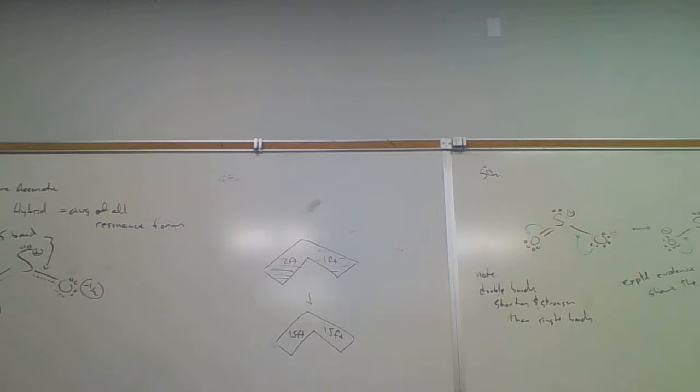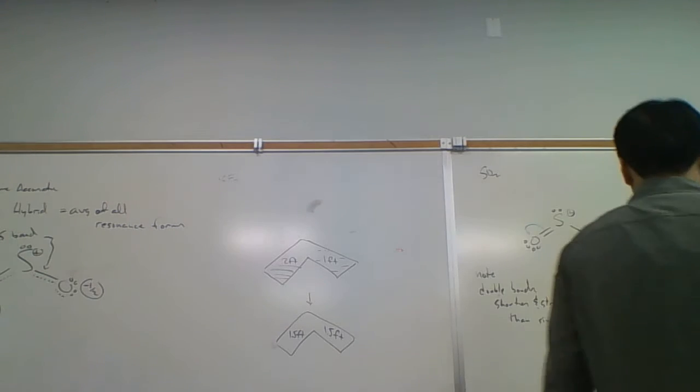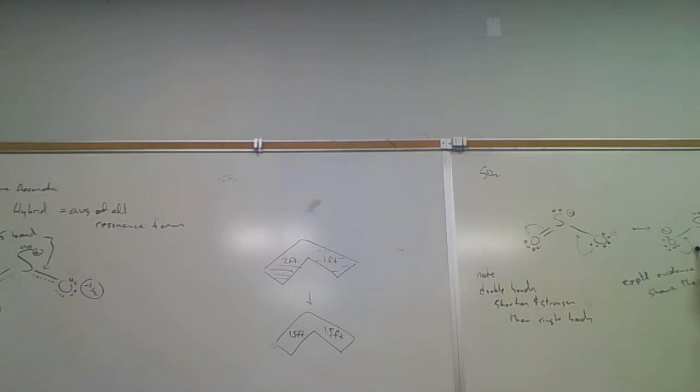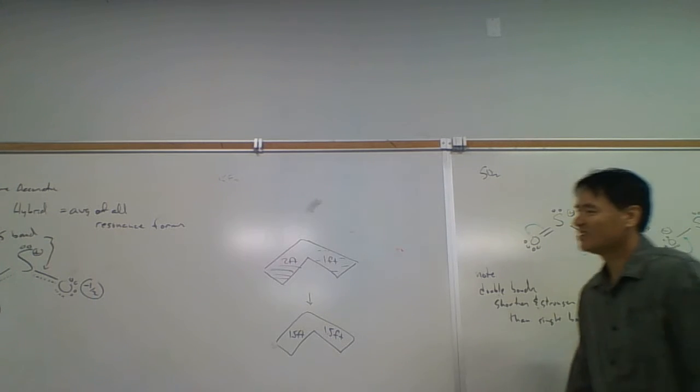But regardless, whether we look at the hybrid structure or we look at one of these, the easiest thing to do when we're doing VSEPR is just pick one. We'll pick the left one or the right one. Just pick one. That'll make our life a little bit easier. And so we'll build this one. Or we can take the hybrid structure.